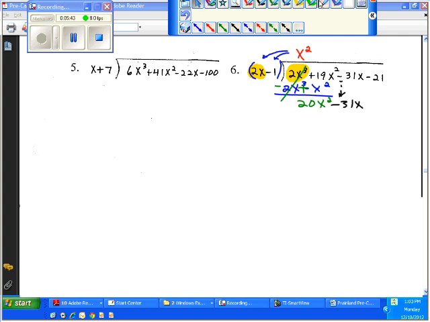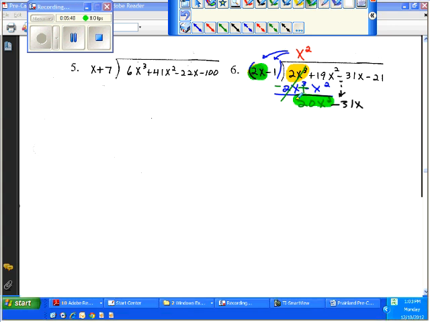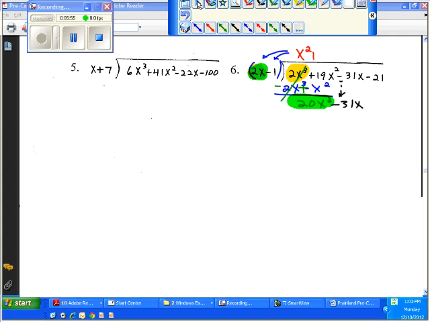Then we start again. See how many times it'll go. We look at first here with first here. How many times will 2x go into 2x squared? 10x times, so plus 10x. And then we multiply in the way of distributive. 10x times 2x is 20x squared. 10x times negative 1, negative 10x.